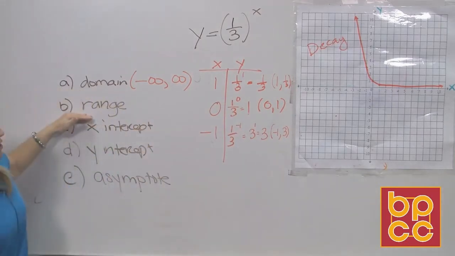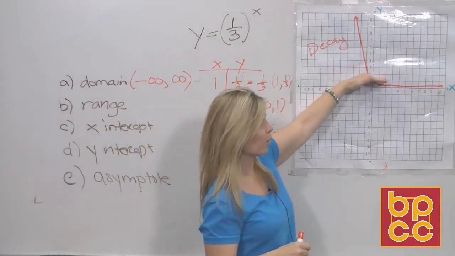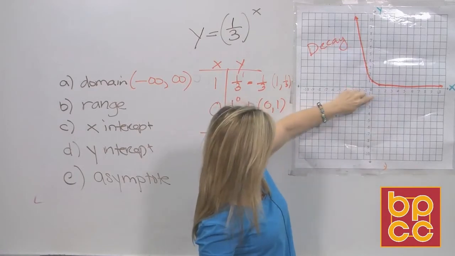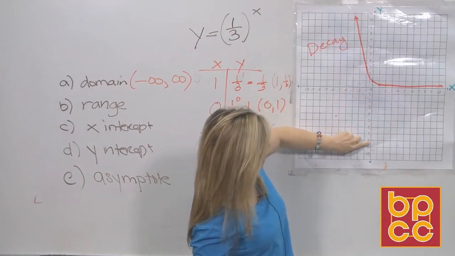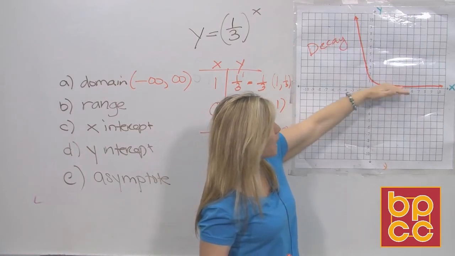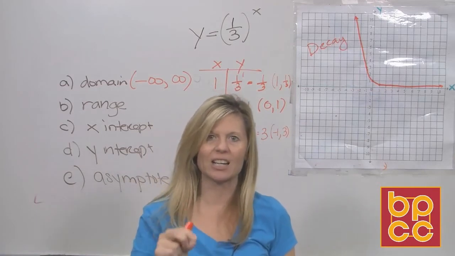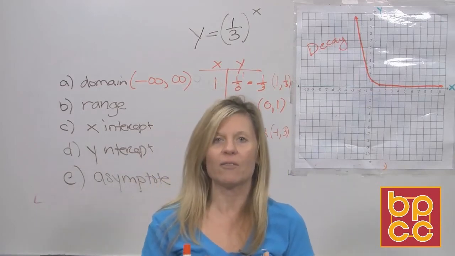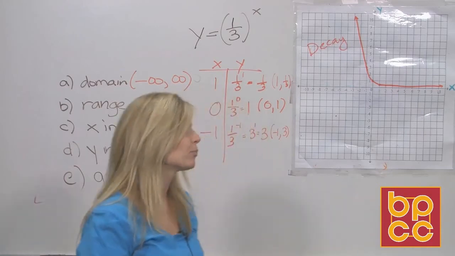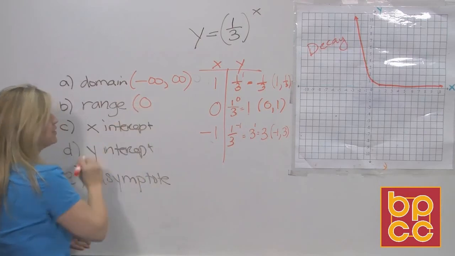The range, though, is different. The range is the y values. How low can this curve go? Well, this curve is never going to go down here, so its y values are never going to be negative. The y values are getting smaller and smaller, but they're never going to be 0, because an exponential curve is not going to touch the x-axis. And if you do not touch the x-axis, your y value cannot be 0. So we would say the lowest value is something above 0.